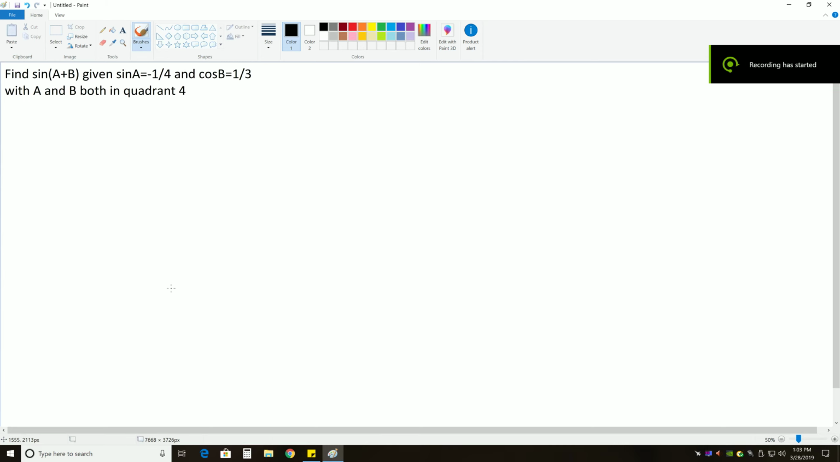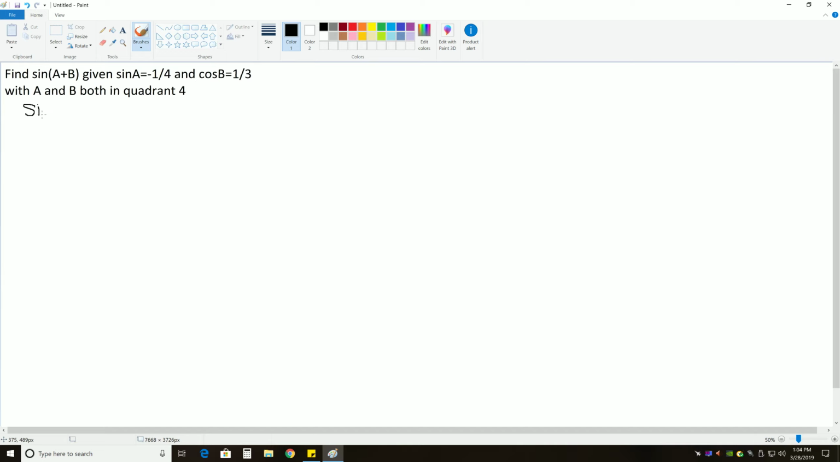In this example, we want to find sine of a plus b, given sine of a equals negative 1/4 and cosine b equals 1/3, with a and b being angles that are both in quadrant 4. The first thing that we need to do when approaching a sum or difference identity is to write out the identity so we know exactly what we're searching for.